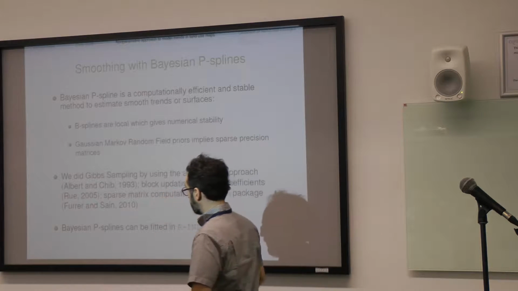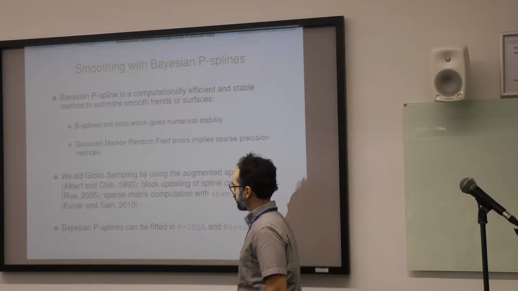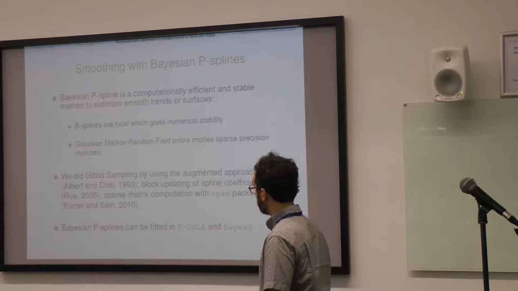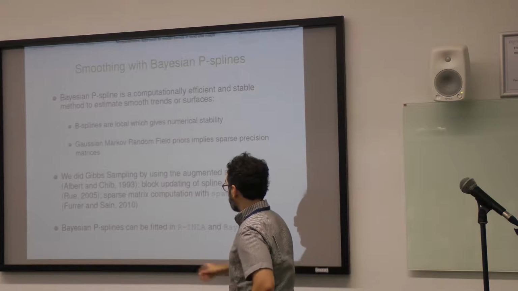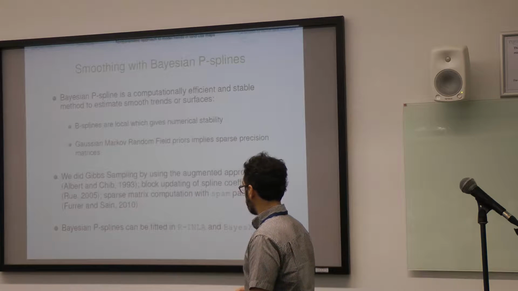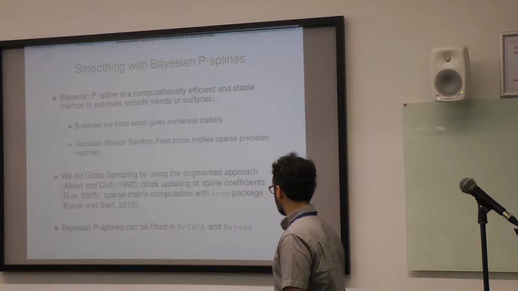What we did was implement a Gibbs sampling, using an augmented approach proposed by Albert and Chib to treat the fact that we have binary data. You can use some tricks to speed things up and get efficiency: block updating of the spline coefficients, and sparse matrix computation with a very useful package.